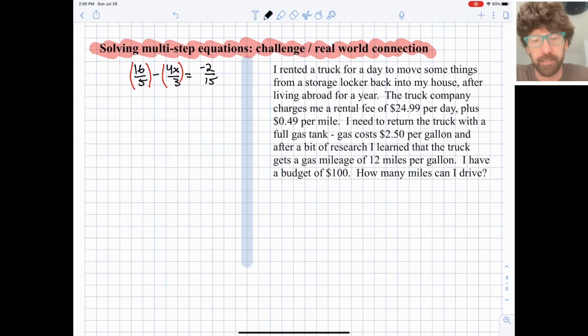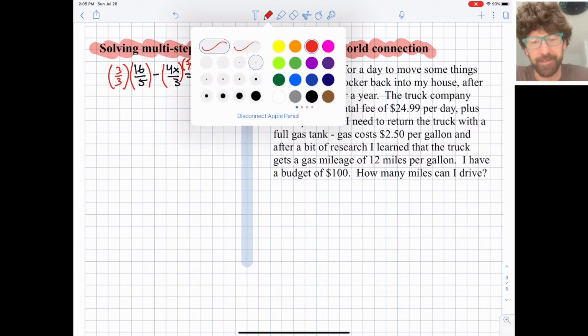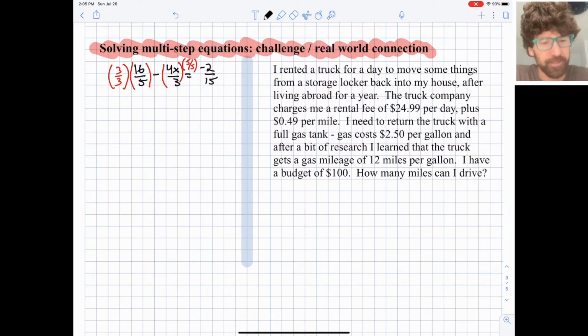Totally okay to make some mistakes here. I'm going to multiply this guy by 3 over 3 and this guy by 5 over 5. So hopefully that gets us a little more progress on the right track here. And again, multiplying straight across the top, we have 48 over 15 minus 4x times 5 is 20x over 15. Yay, we got common denominators. Equals negative 2 over 15. Okay, so we got there eventually on that one, so that's good.